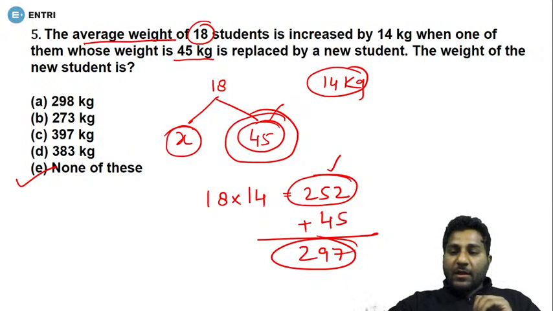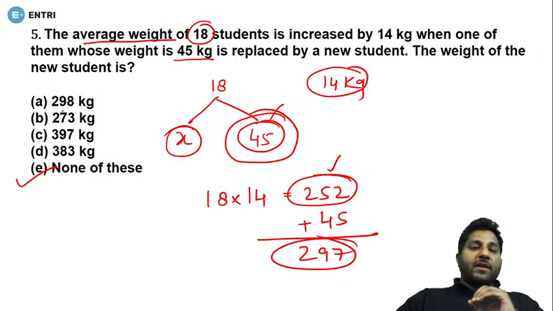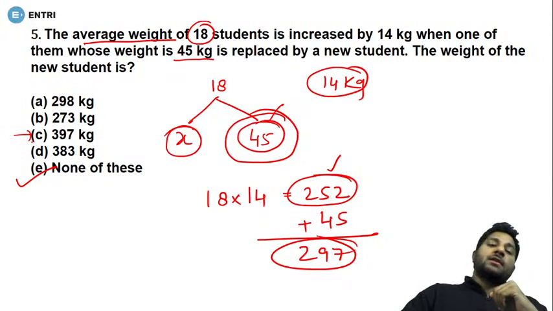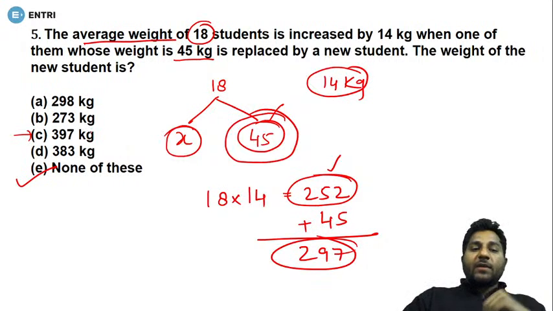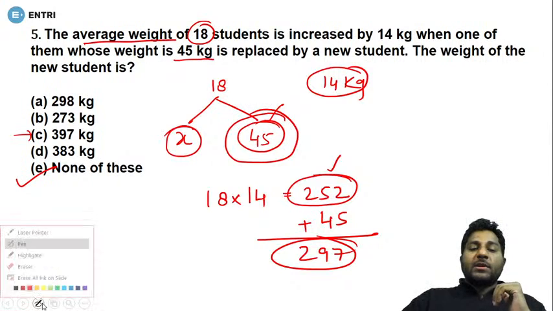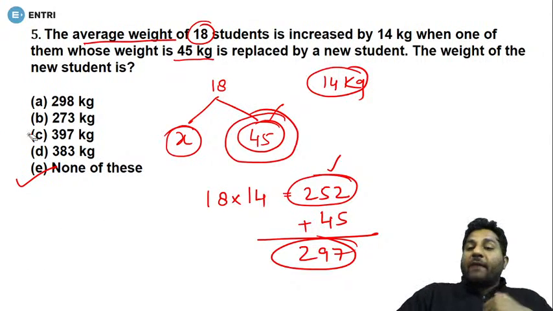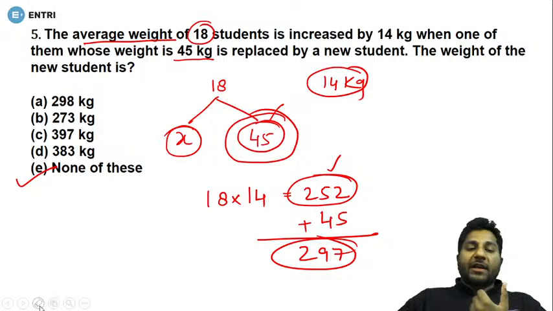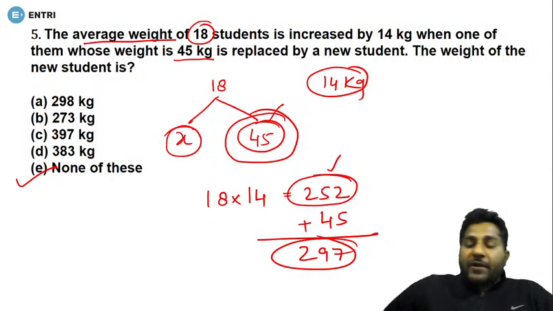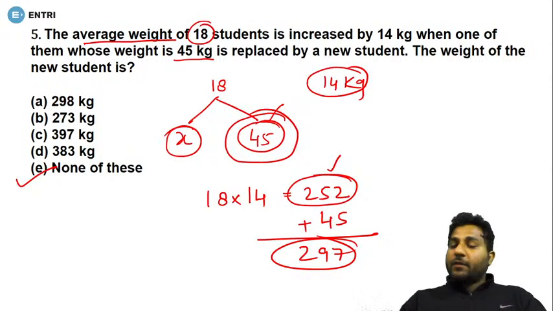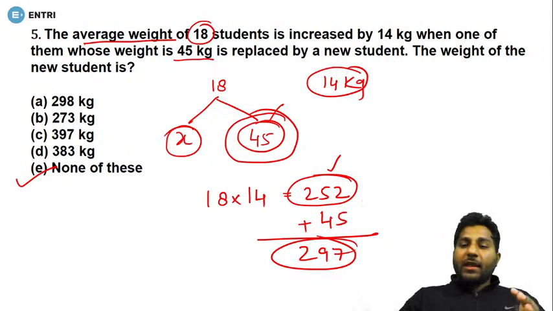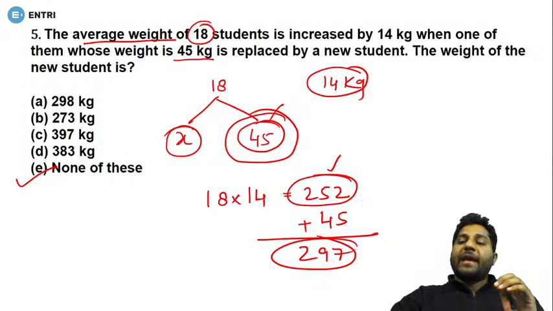297 is the clear answer. I hope they have given you a similar option in 397 in which you can get confused. Yes, Sharat, absolutely. They have given you an option similar to the answer and you will think that maybe you have done something wrong, but it's not the case. You have to be confident enough to deal with such kind of questions. If you're not dealing with them, that means you are lacking the concept.